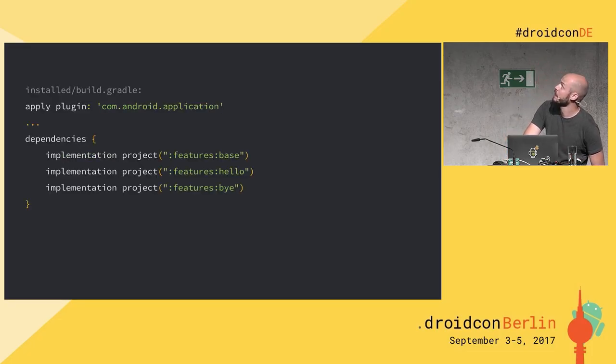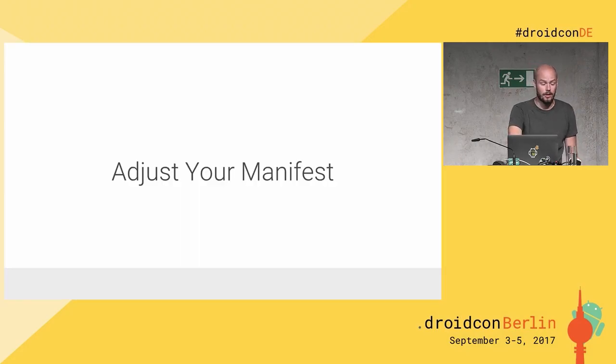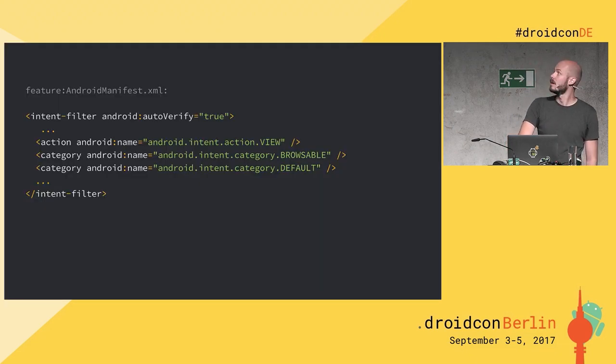For the installed app, all you have to do is just add your implementations, all the features that you have in there, and you're good to go. And for the instant app, you just have the same thing, but with a different plugin. So instead of application, you use the instant app plugin, and that's it, at least from the Gradle perspective. Also, your manifest might have to adjust just a little bit, luckily.